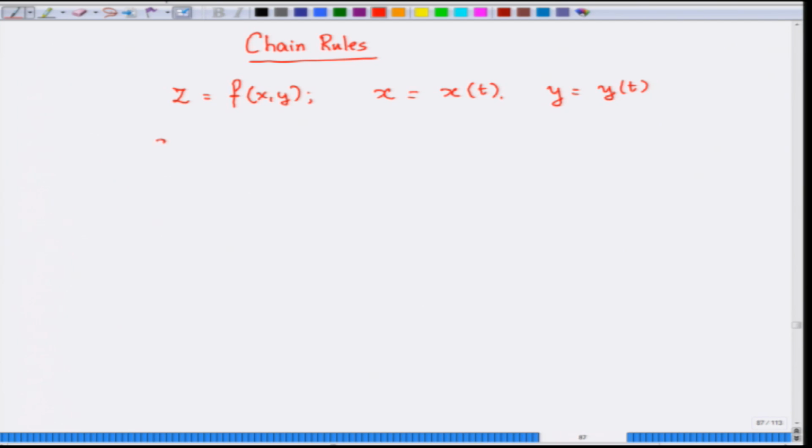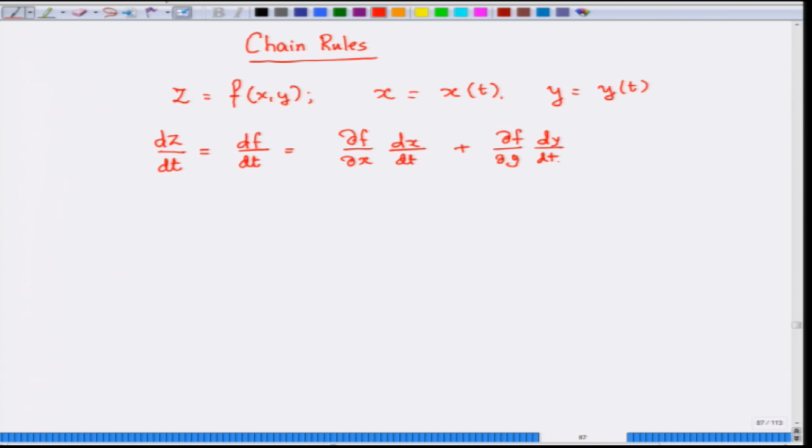So, essentially what is dz dt? I am asking this question. The chain rule is as follows: del f del x dx dt. So, if there was only one variable, then it would have become df dx dx dt. Because here I have two variables, I have to add the other part also, del f del y dy dt. This is the first simple chain rule.